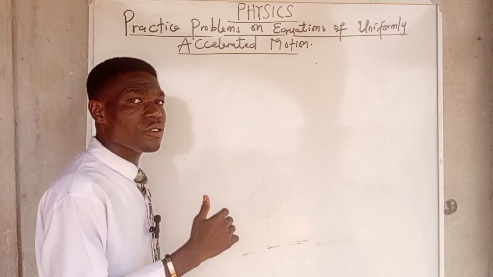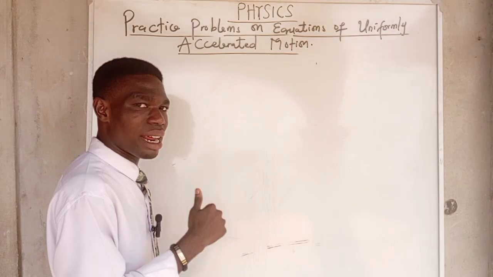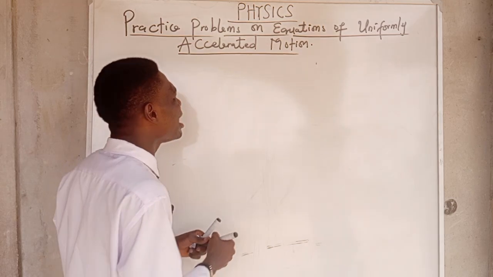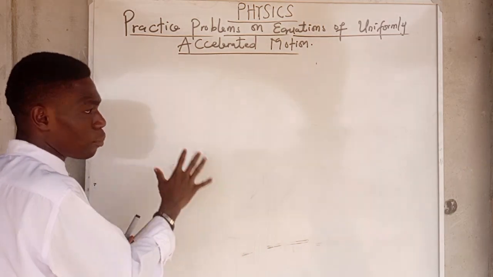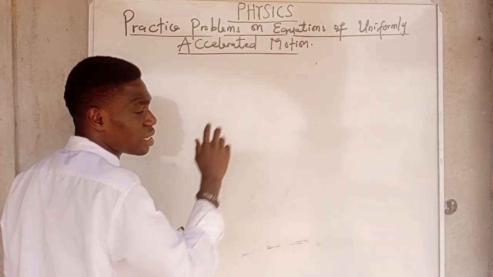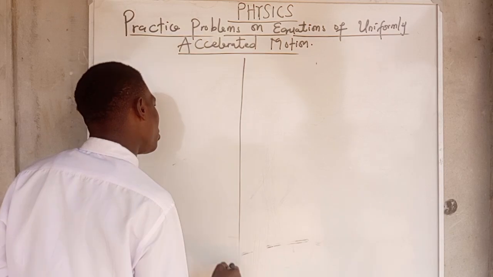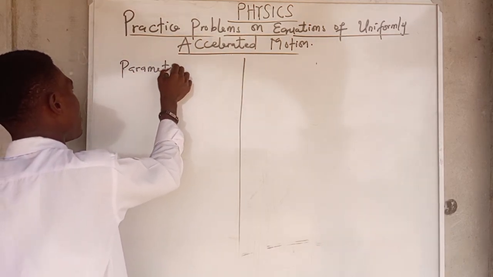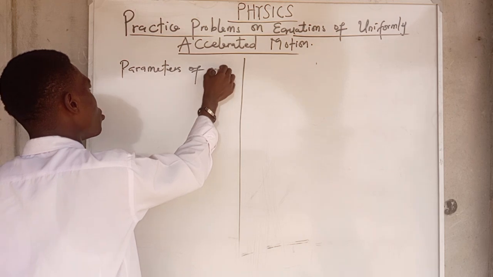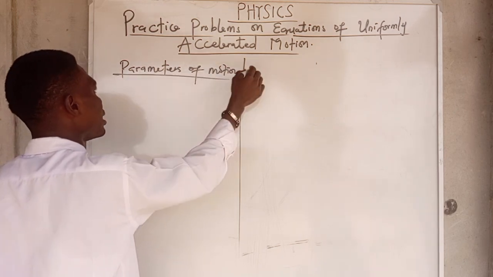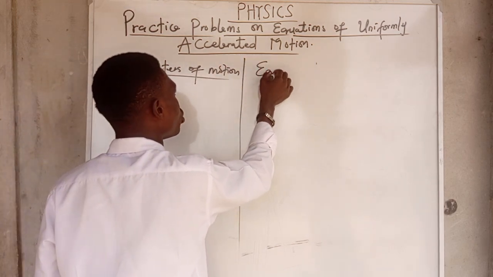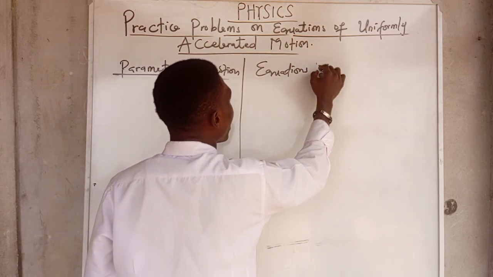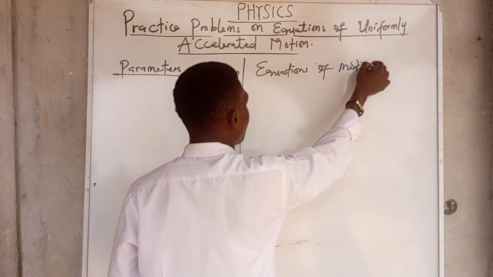Yes. In the previous video, I talked about the parameters of motion as well. So we're going to be using the knowledge of all of those to solve problems or to understand this topic fully. So the first thing I'm going to do, I'm going to write parameters of motion here. All right, parameters of motion. All right, next I'm going to write the equations of motion, which we have already derived. Please, equations of uniformly accelerated motion, but I'll just abbreviate that.